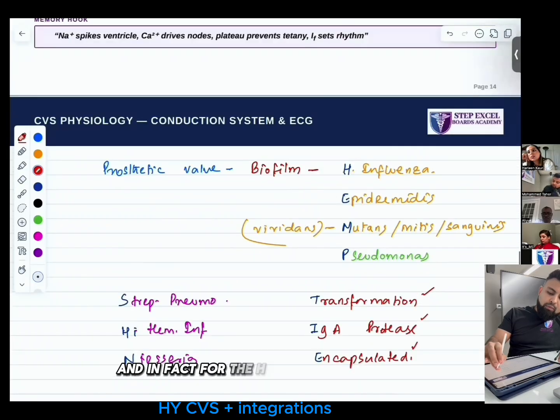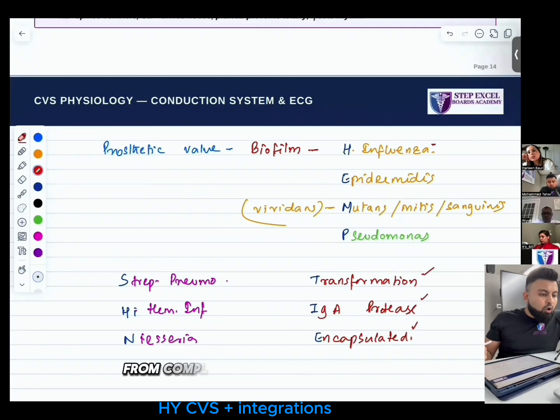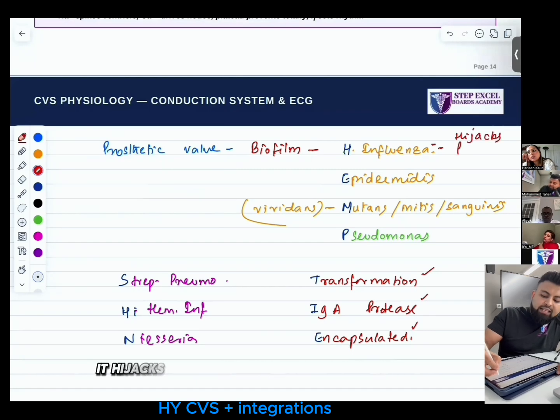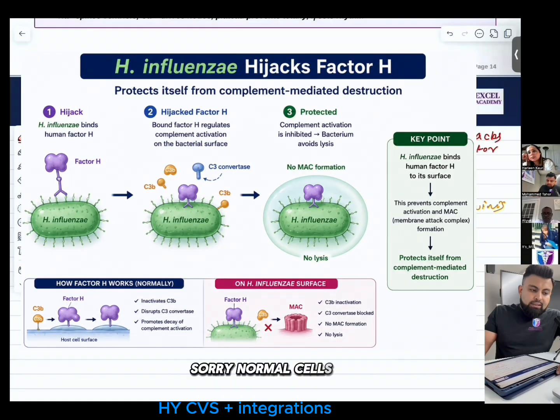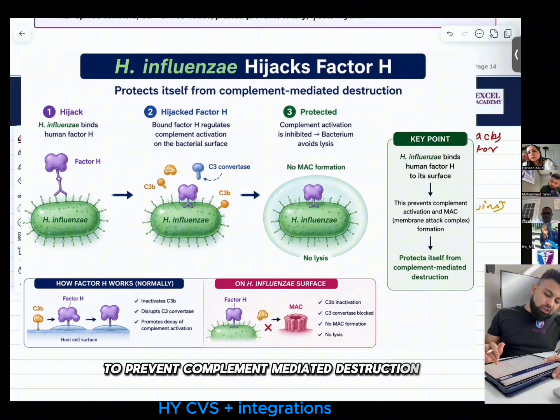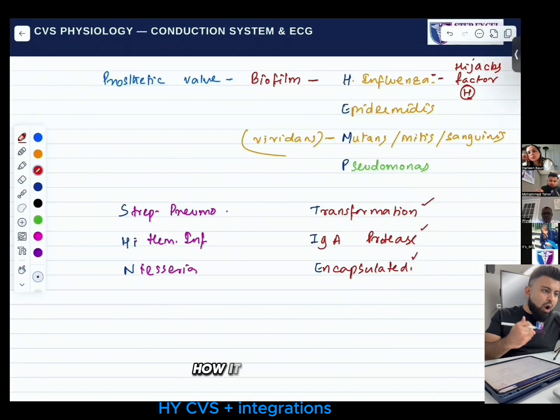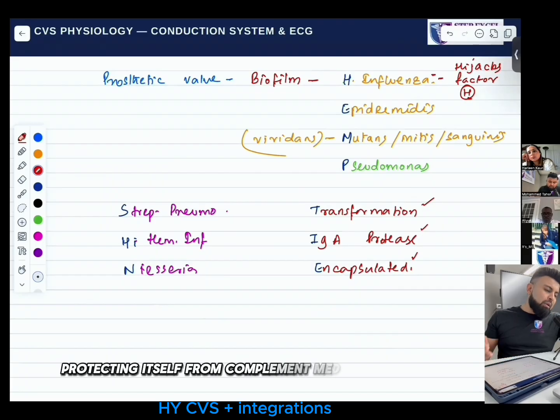And in fact, for Haemophilus influenzae, there are questions formulated in which they talk about how it is going to protect itself from complement-mediated destruction. If you recall, I mentioned this. There is a question on that. It hijacks one of the important factors: it hijacks factor H for Haemophilus influenzae. And this factor H, which is present on our normal cells, is primarily responsible for preventing complement-mediated destruction of my normal cells, right? That was the role in how Haemophilus influenzae protects itself from complement-mediated destruction.